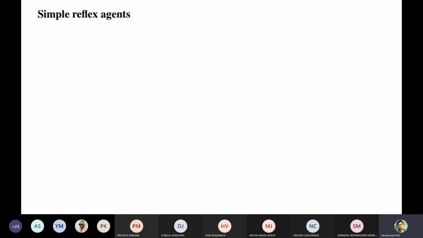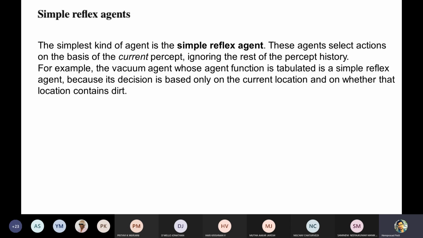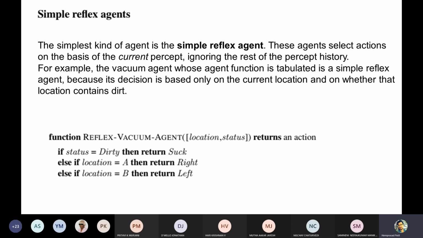Then simple reflex agents are there. The simplest kind of agent, it responds to the present input only, ignoring the rest of the perceived history. For example, the agent computes the sign of the input. Say the input is 0, it will find the sign of 0. If it is 45, it will find the sign of 45, like that. It is a simple agent function, and it responds to that, ignoring the history. So this is one kind of agent, the simple reflex agent.